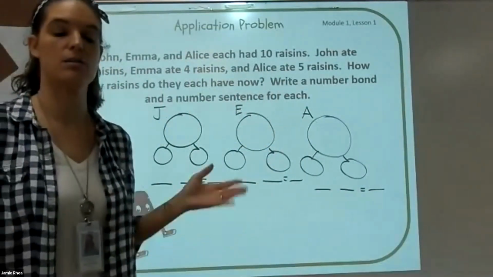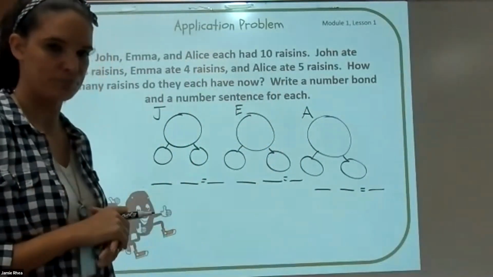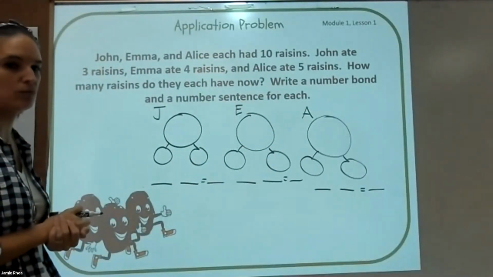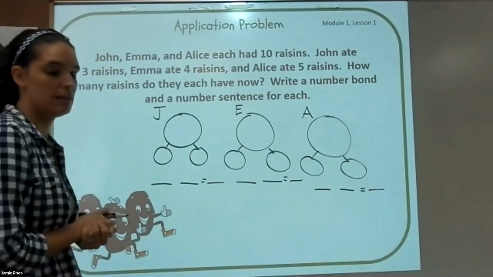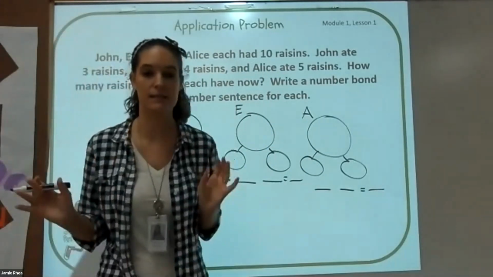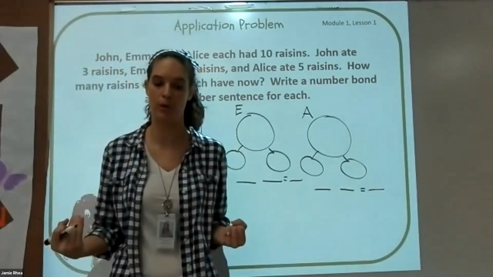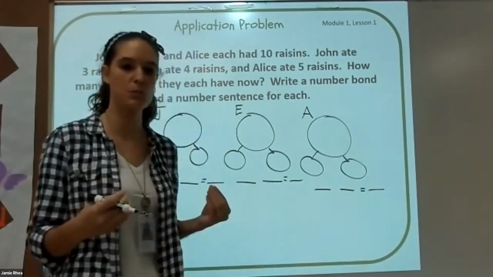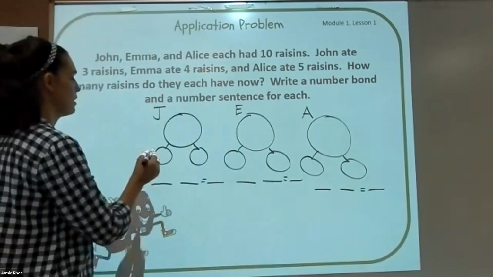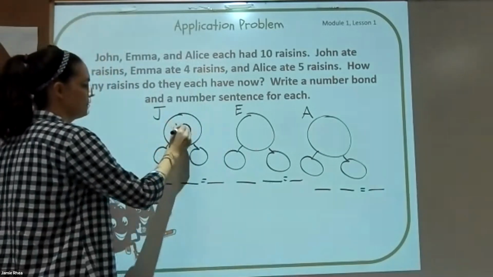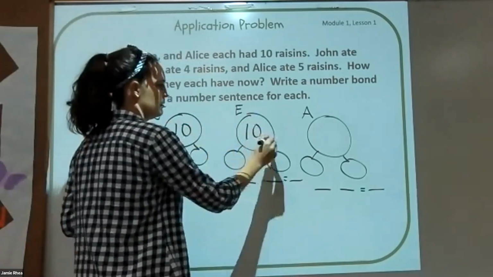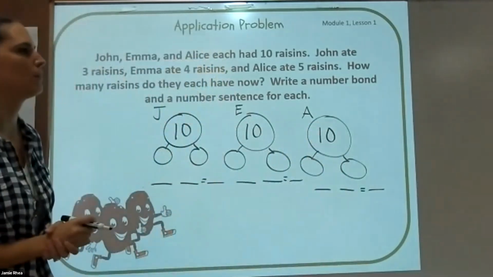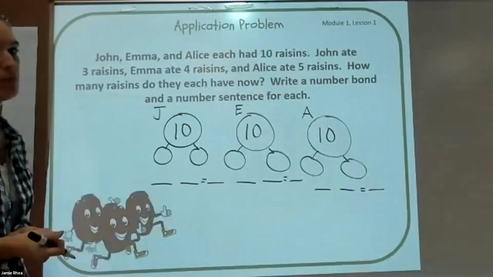So now we're ready to go back and look for clues. John, Emma, and Alice each had 10 raisins. They each had 10. Is 10 going to be my total or my part? That's going to be my total because each person had 10 raisins. So I'm going to put 10, 10, and 10. That way I know they each had 10 to start out with. Let's look for more clues.